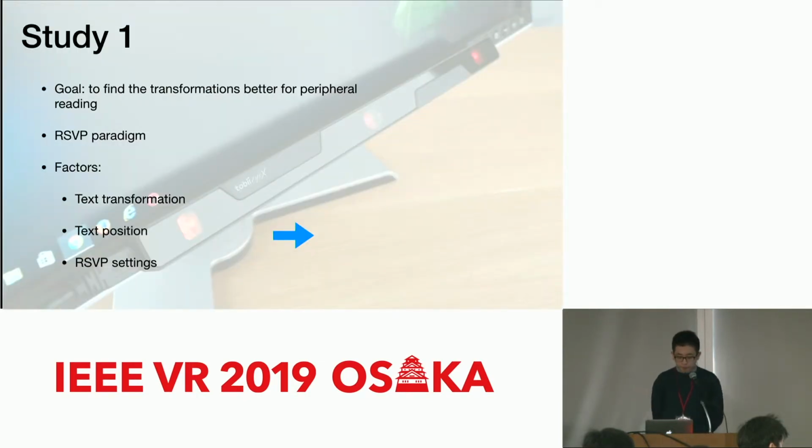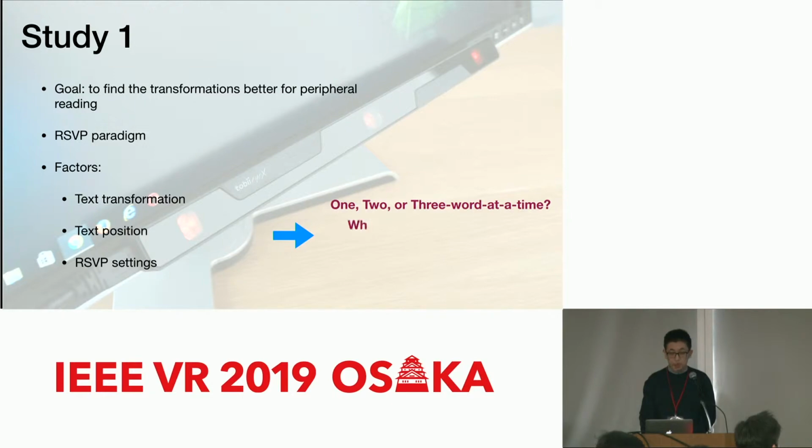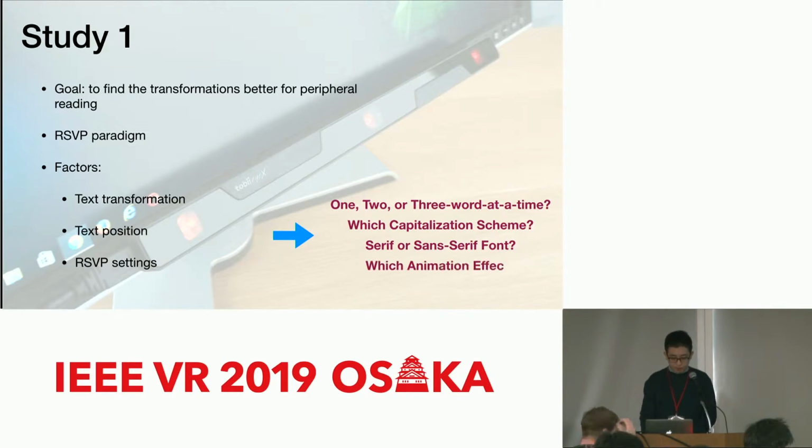We conclude 4 key design questions on the peripheral reading text interface. First, should we present 1, 2, or 3 words at a time? Secondly, which capitalization scheme should we choose, full capitalized or title case? Third, should the font be serif or sans-serif? And finally, which typewriter animation for text presentation should we choose? All of these questions and corresponding answers are crucial for our final design.